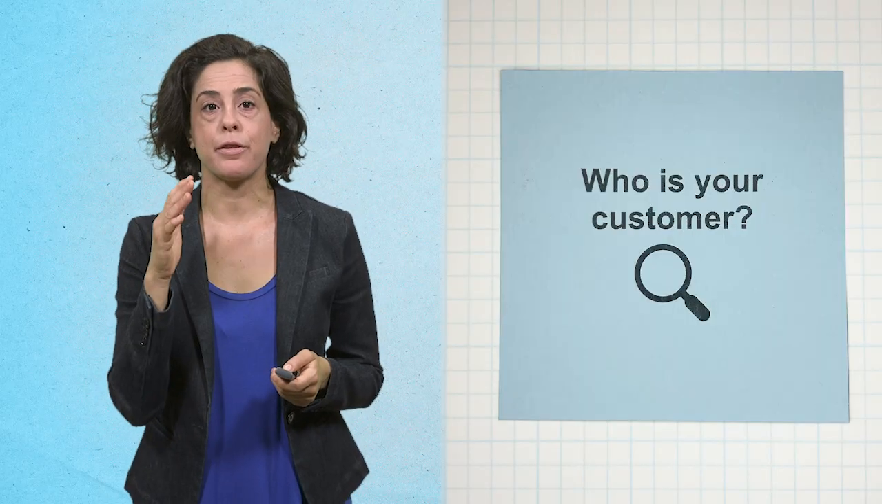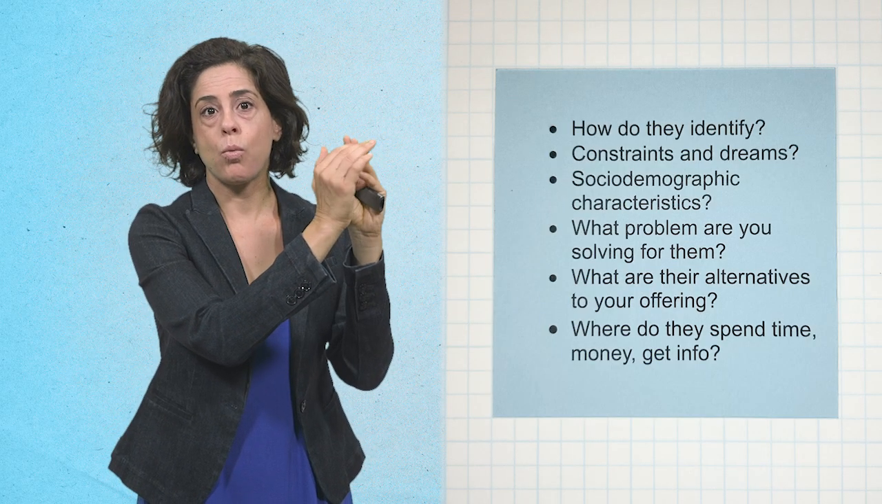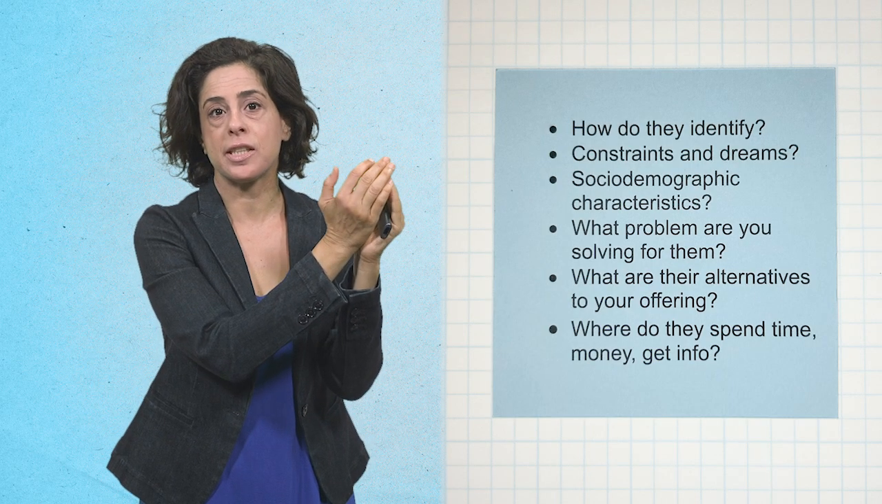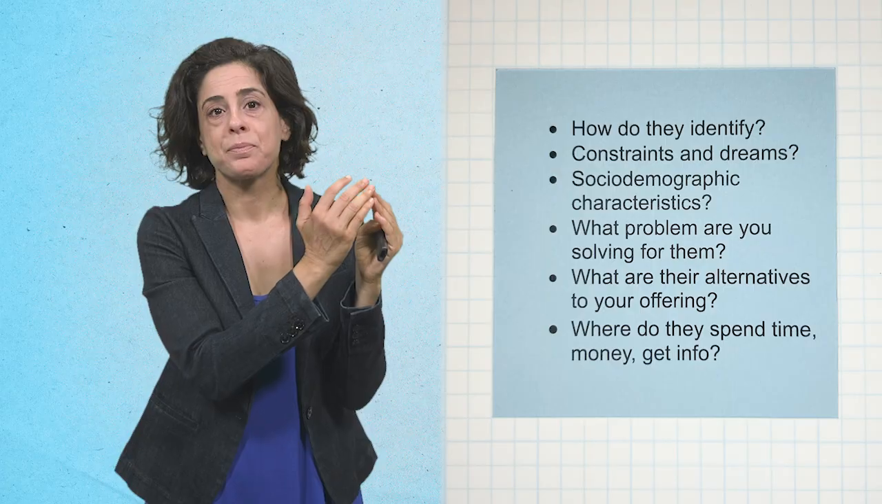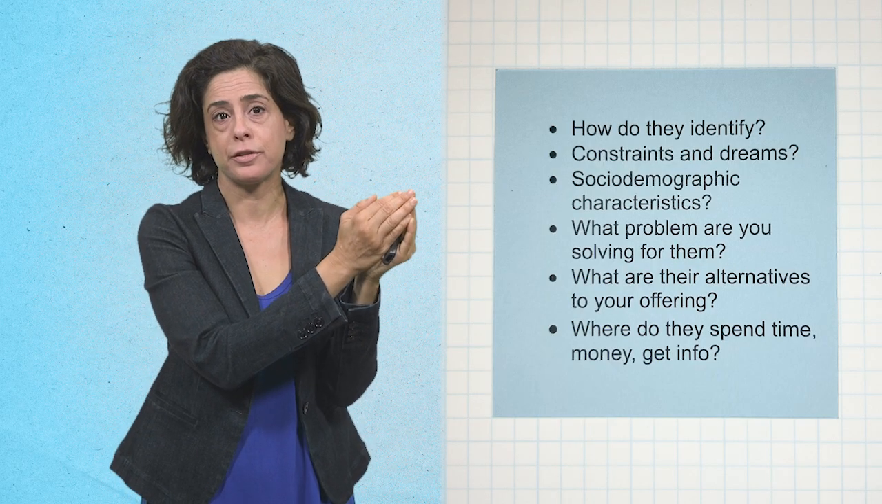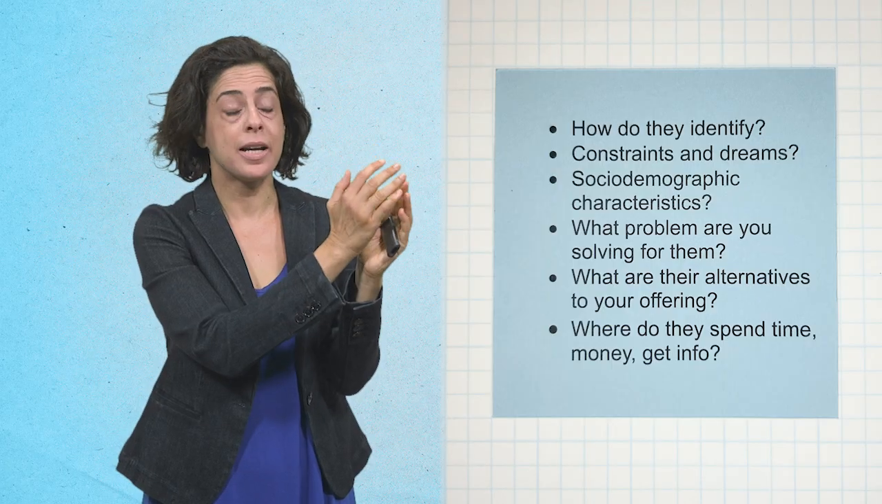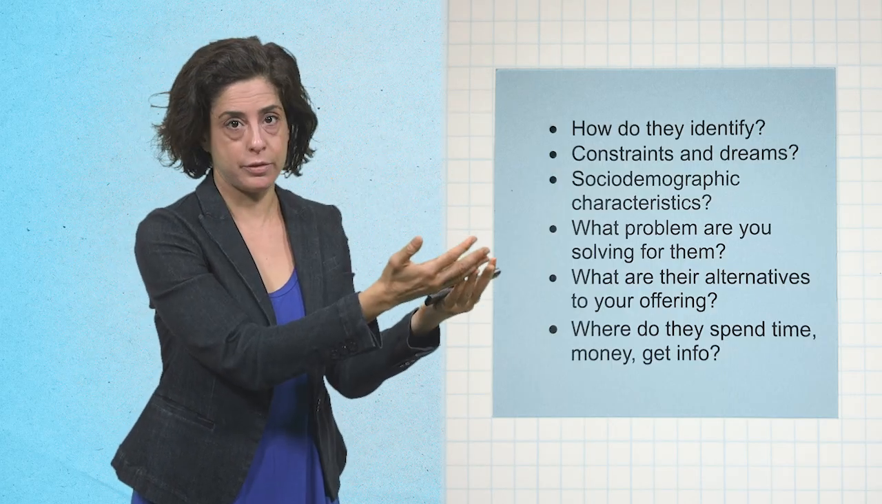And we already talked about the first part, describing your customer, right? So sketch out the customer profile. You know, who is this person? What are their sociodemographic characteristics? How do they identify? What are their constraints? What are their dreams? What problem are you solving for them? What are their alternatives to your offering? And where do they spend their time, money, get info, right? So who are we serving?